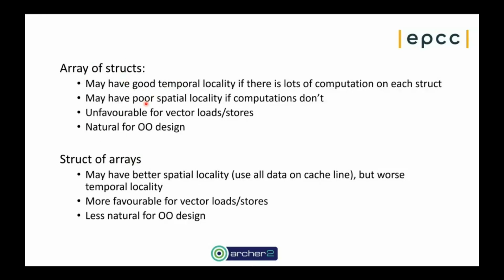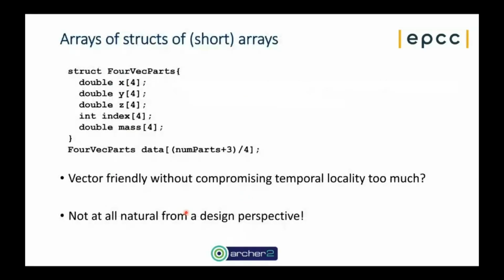So, this array of structures is good if there's lots of computation on each element in the structure at the same time. Bad if you don't do that, and they don't map very well to vectorization, but are very nice from a software engineering, object-oriented design point of view. Whereas the other one we saw, the structure of arrays, has much better spatial locality for all the individual elements of the structure and may vectorize better, but maybe isn't quite as nice a design as before.